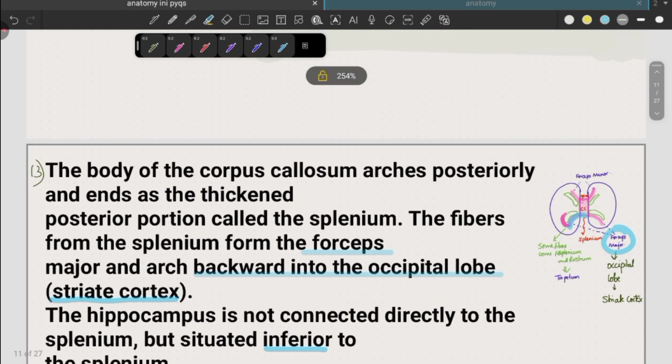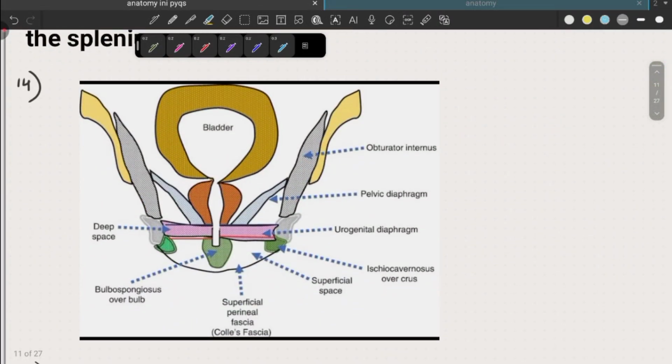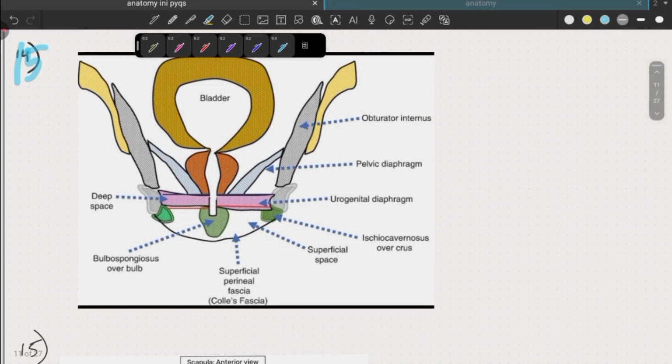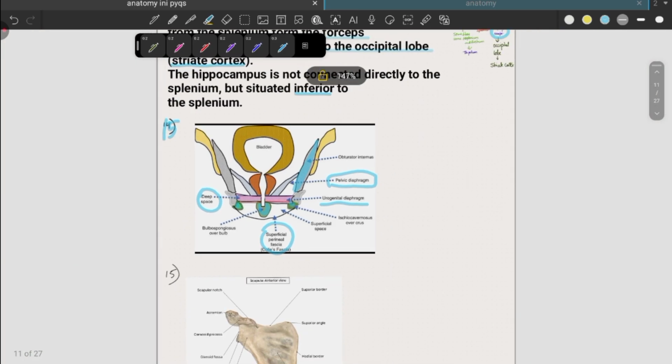This is 14th question. This is 15th question. See, this is the urogenital diaphragm. They have asked about pelvic diaphragm. This is the obturator internus muscle, and these are the three muscles surrounding this. So you can see in the urogenital diaphragm, there is a deep space and a superficial space also.